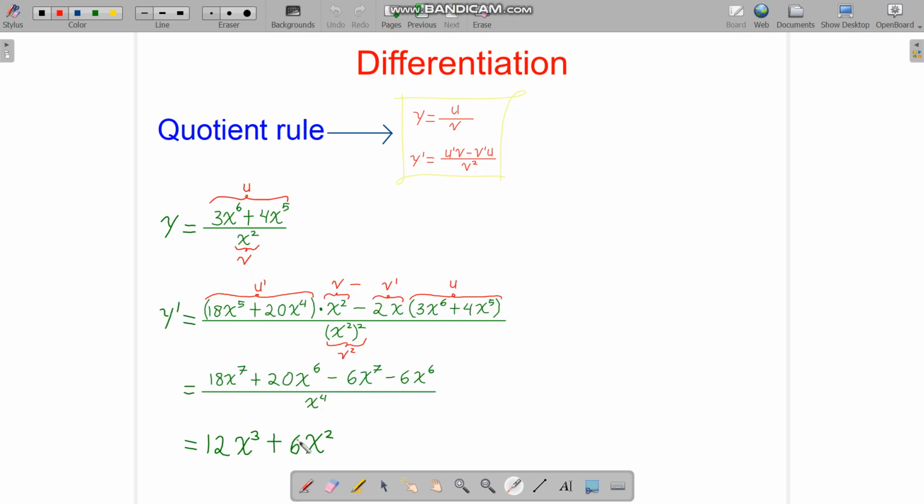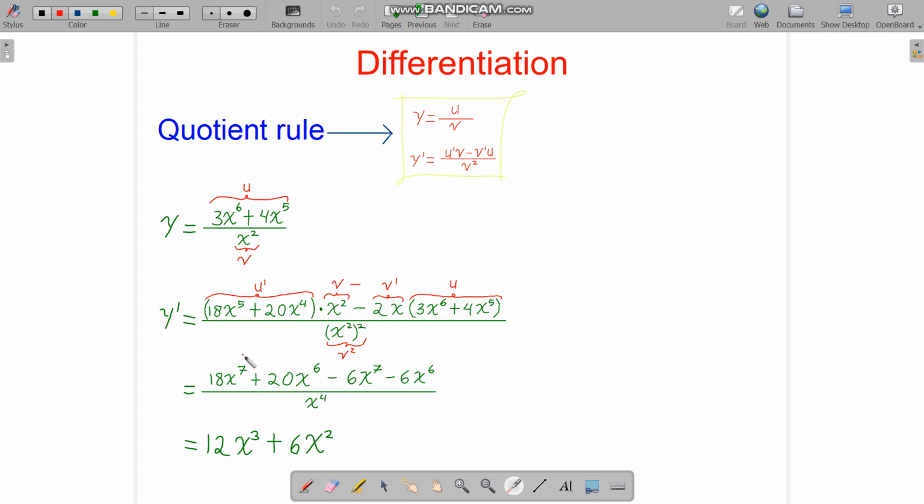Now using the quotient rule, almost exactly the same example. The u is the numerator, the v is the denominator. The y prime is u prime, the derivative of 3x to the power of 6 plus 4x to the power of 5, which is 18x to the power of 5 plus 20x to the power of 4, times v, which is the x squared, minus v prime, the derivative of x squared, which is 2x, times u, which is the numerator 3x to the power of 6 plus 4x to the power of 5, all divided by v squared, which is x squared squared.